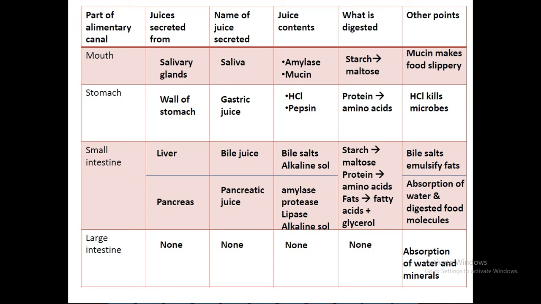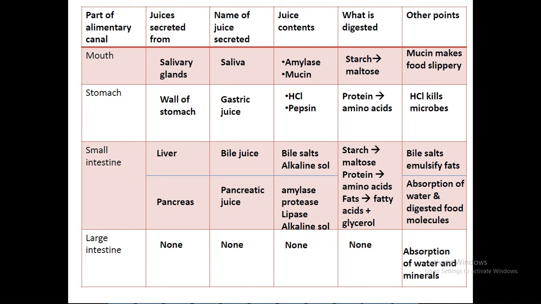Small intestine, liver and pancreas. The liver produces bile juice, whereas the pancreas produces pancreatic juice. Bile juice consists of bile salt, an alkaline solution. Pancreatic juice consists of amylase, protease, lipase, and an alkaline solution. These digest starch into maltose, protein into amino acids, and fats into fatty acids and glycerol. These are digested by bile and pancreatic juice.